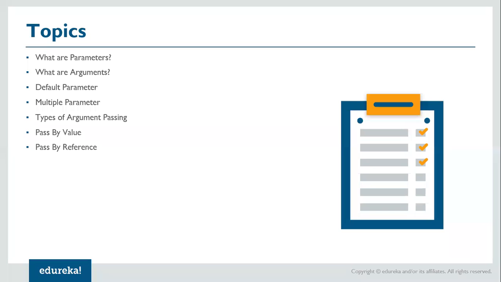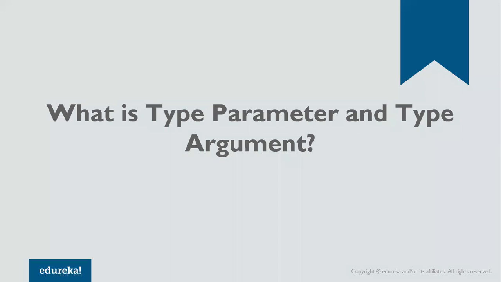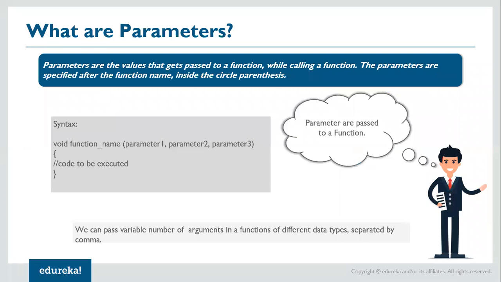So the topics that we are going to cover are what are parameters, what are arguments. These terms are used interchangeably sometimes. Then we will look at default parameter, concept of multiple parameter. We will look at type of argument passing, and then we look at pass by value and pass by reference. So what are type parameter and type argument? Let's start a discussion with these concepts.